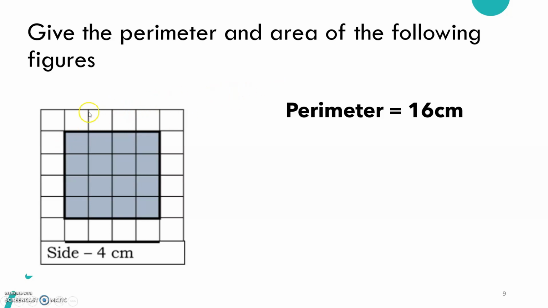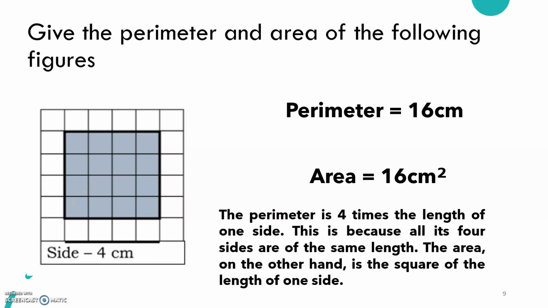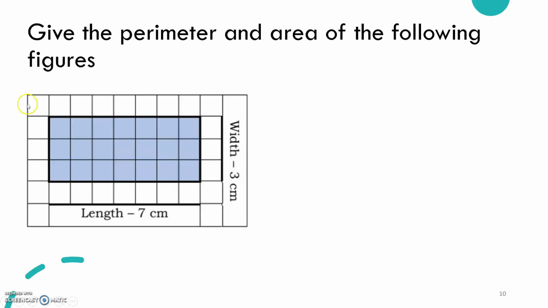Next, for the area naman, let us count the number of squares inside the figure. So, we have 1, 2, 3, 4, 5, 6, 7, 8, 9, 10, 11, 12, 13, 14, 15, 16. So, the area is also 16 square centimeters. Next figure. So, give the perimeter and area of this figure.